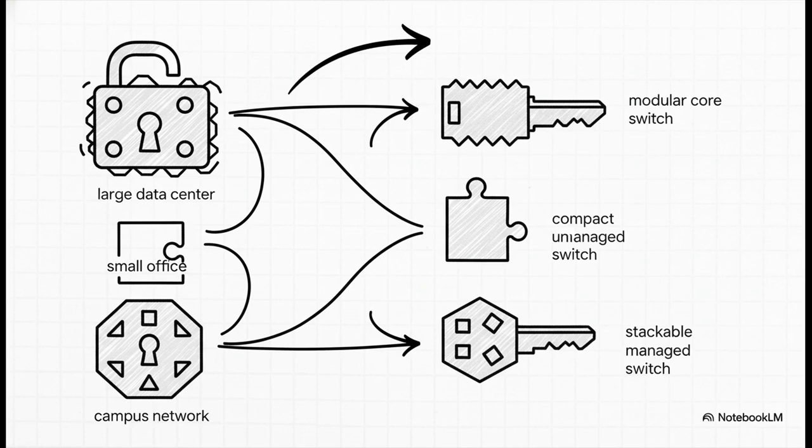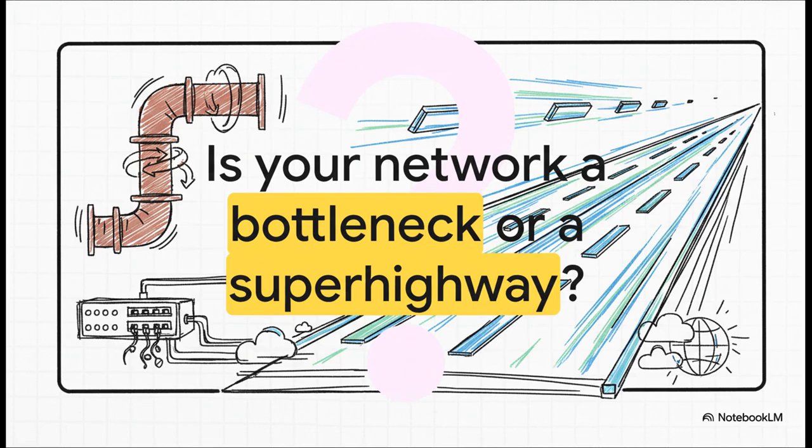So, when you put it all together, what's the big takeaway? Well, it's that there's no such thing as the single best switch. It's all about matching these incredibly powerful features to a very specific need. Are you building a data center or connecting two offices? The answer to that question changes everything. And that really leaves us with one final question to think about for your own setup. Is your network a frustrating bottleneck, or is it a seamless digital superhighway? Because the right hardware doesn't just support what you're doing, it completely transforms it.